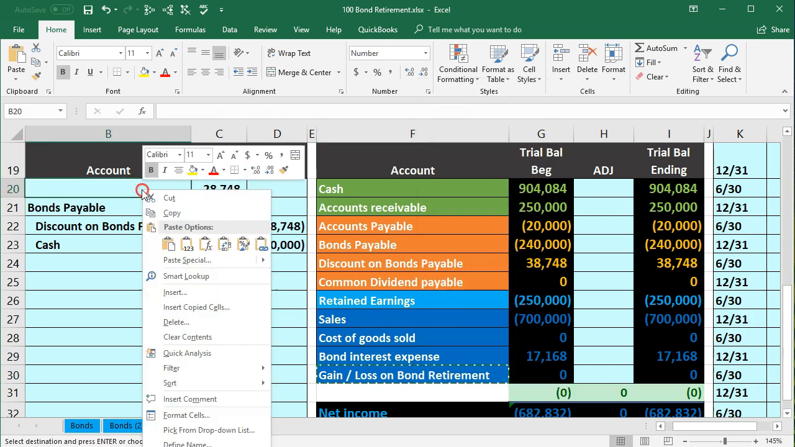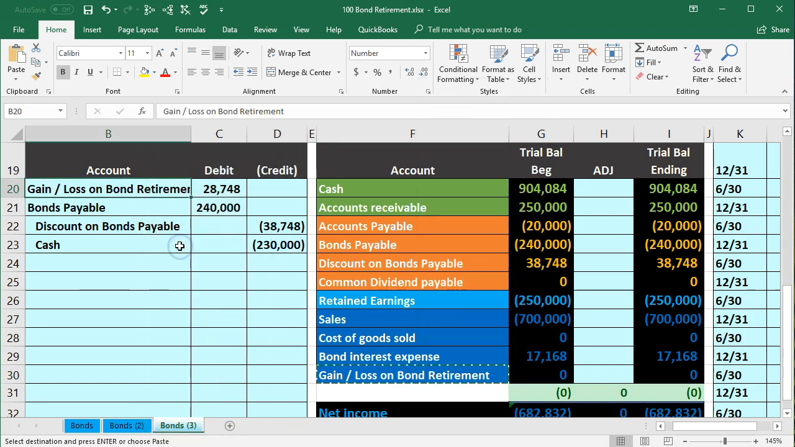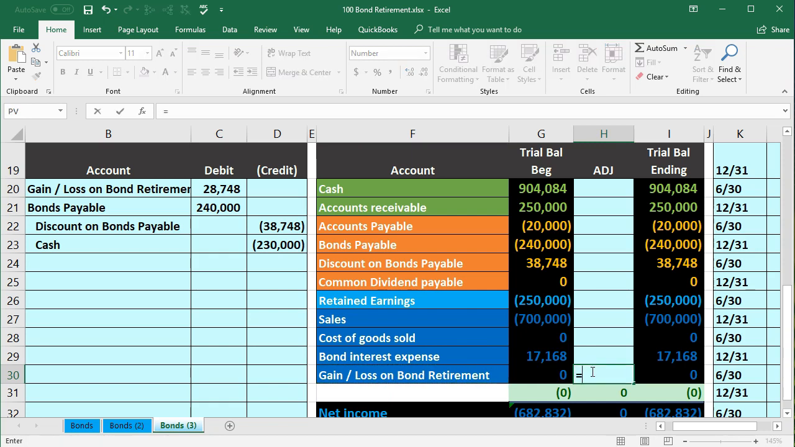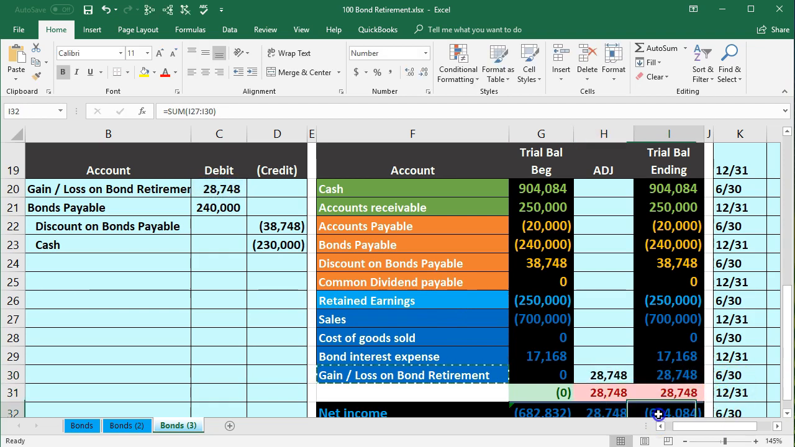So I'm going to copy this gain or loss, put that over here, right click and paste 1, 2, 3, and there we have it. Now let's post this out. Here's the gain or loss. Here it is on our worksheet. We're going to be in the middle column, H30 equals this 28,748. That's going to bring this up, put us out of balance, and bring net income down. So you know it's a loss when we record it because net income goes down.